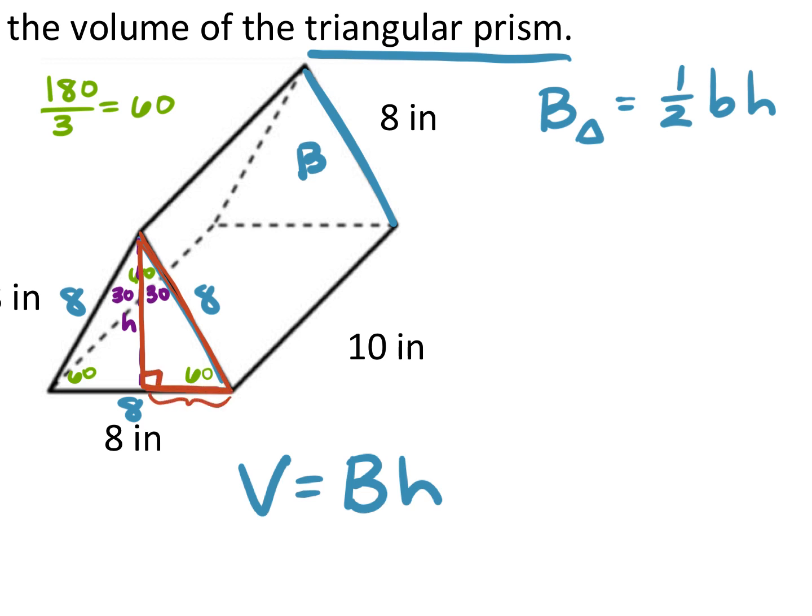This piece right here is how long? 4. This piece over here is 8. So what's H? 4 radical 3. Remember that? L radical 3 and 2L, right? So this is going to be 4 radical 3. We've done a lot of work and we haven't found a thing yet, have we? We need the area of the base, capital B, times H. How do I find that capital B?